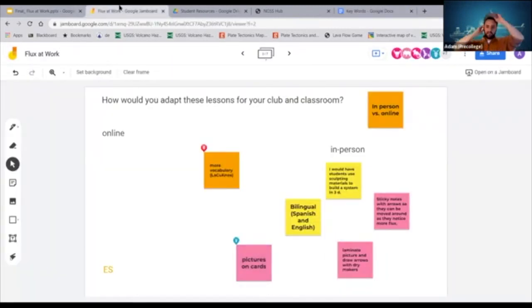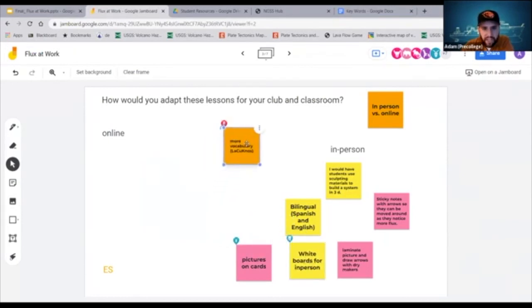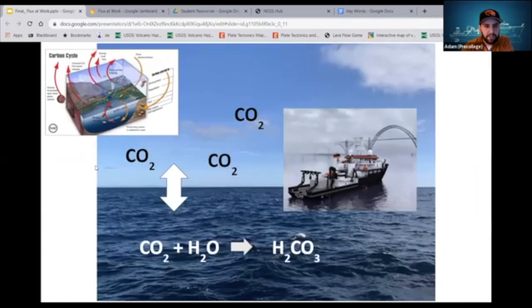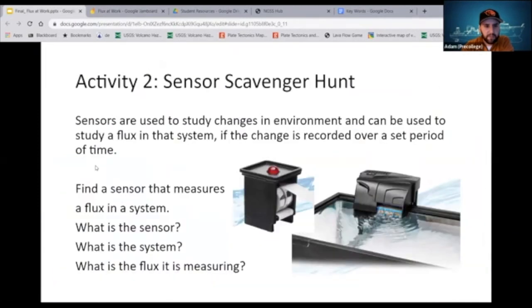Pictures on cards. Yep. That is the goal for in-person, kind of a fun sorting game. I'm going to move that to the whiteboard for in-person. More vocabulary, I'll put that one in the middle since that one kind of goes for both. Let's go for those, that was our video. And whoop, I just want to go back to this one.